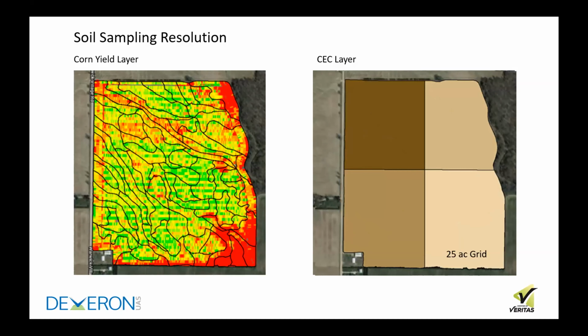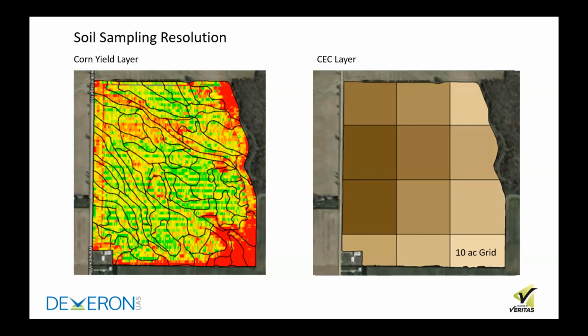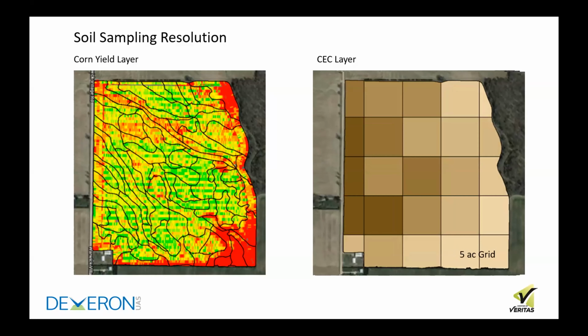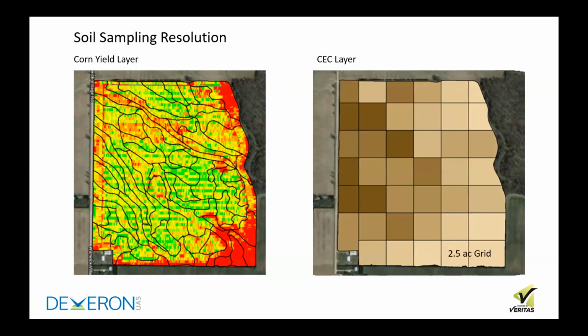Then you look at the 25-acre grid, which is essentially bulk sampling that many are still doing today, as was shown in the poll today. If you compare the bulk or 25-acre grid to the yield, you're not really capturing that yield variability that you can see on the left. Similar to the 10-acre grid and going down to the 5-acre grid, you still aren't really capturing that variability in that field as on the left.